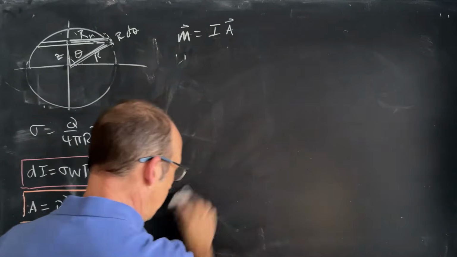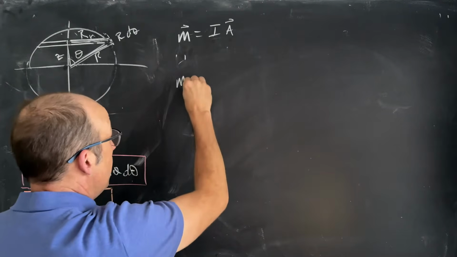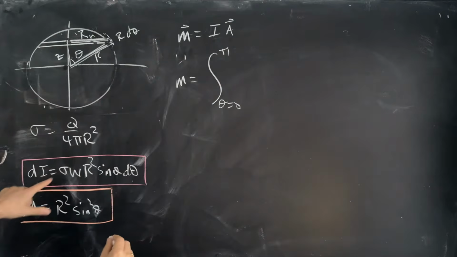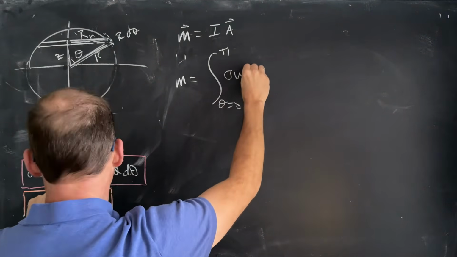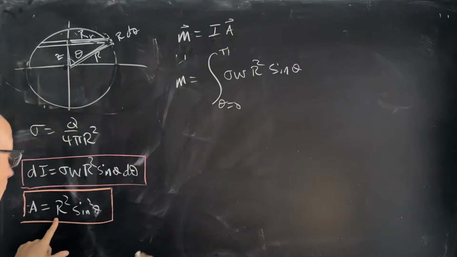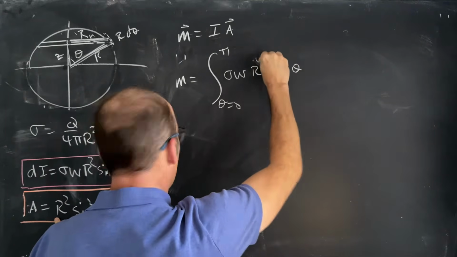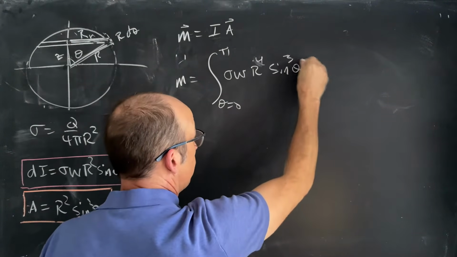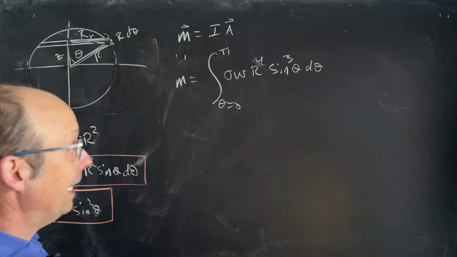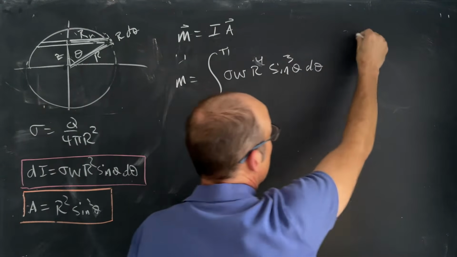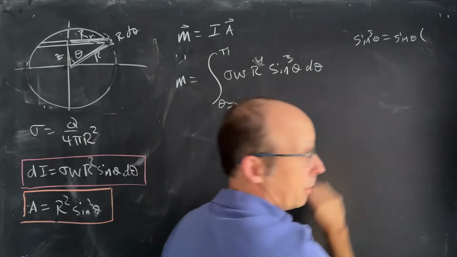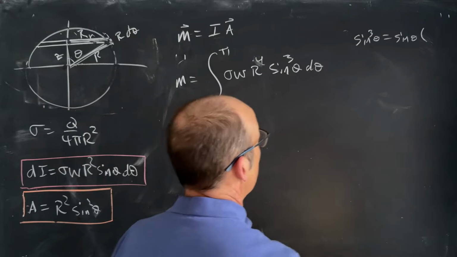And hopefully I won't make a mistake like I did last time. Okay, so m is going to be the integral from theta is 0 to pi of di A. So I have sigma omega r squared sine theta. Let's put the d theta at the end. And then I'll put this one, r squared, so I have r to the fourth, sine squared theta, so I have sine cubed d theta. That's the exact same integral we had before, but let's just do it again anyway. So I'm going to write this as, I'm going to say sine cubed theta is equal to sine theta times, run out of room.